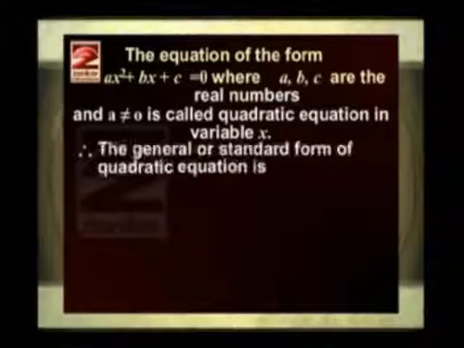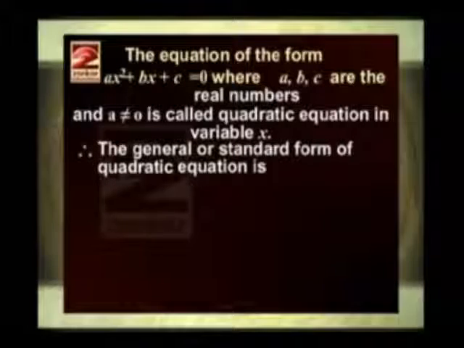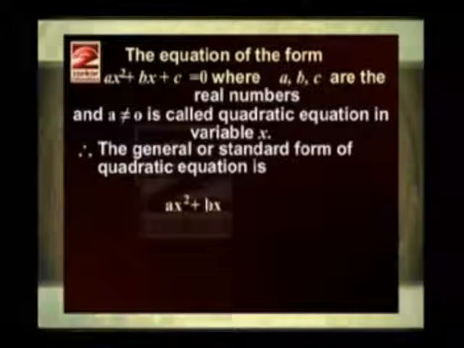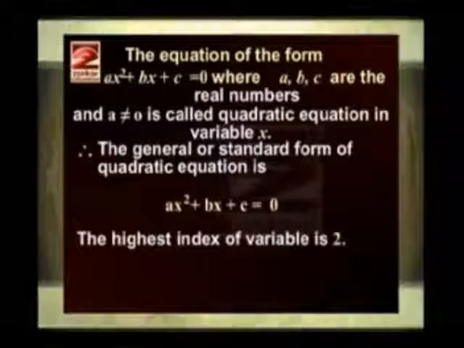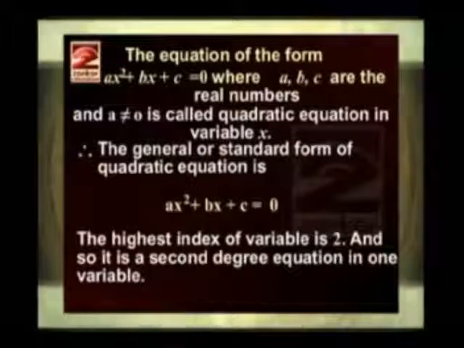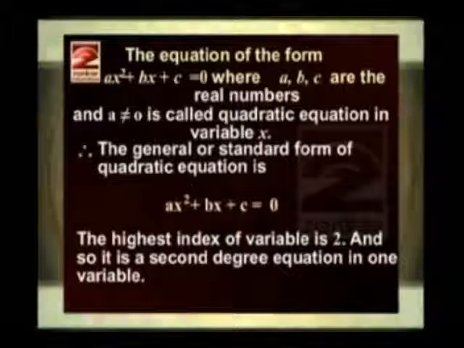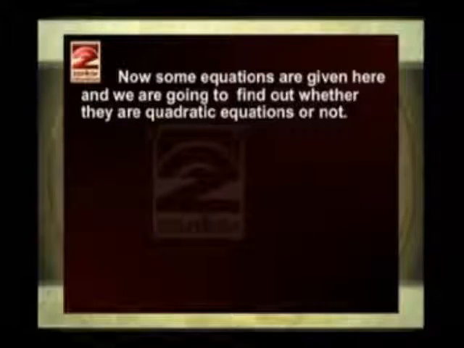And therefore, the general or standard form of quadratic equation is ax square plus bx plus c is equal to 0. The highest index of variable is 2 and so it is a second degree equation in one variable. Now some equations are given here and we are going to find out whether they are quadratic equations or not.